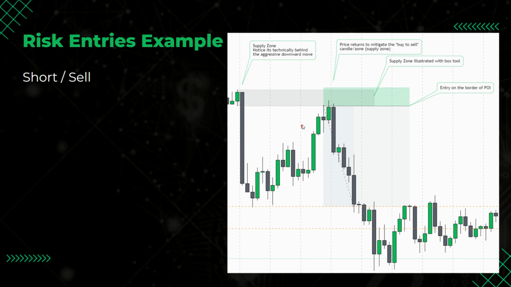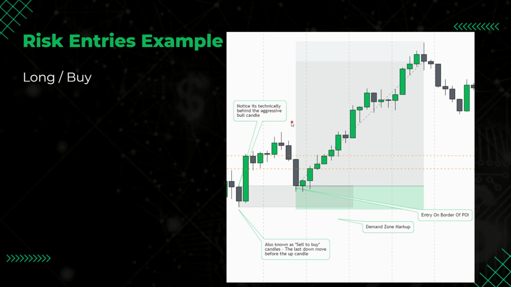So just to recap on that, the entry goes at the bottom of supply zones right here, and the stop loss would go above this zone here. So here's a buy example. Same thing, just upside down.